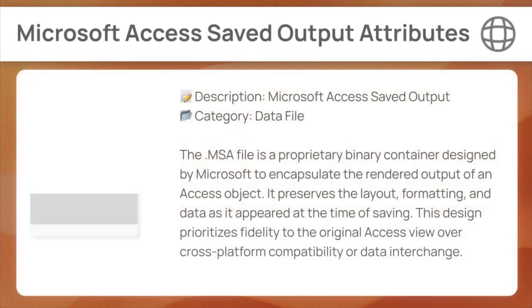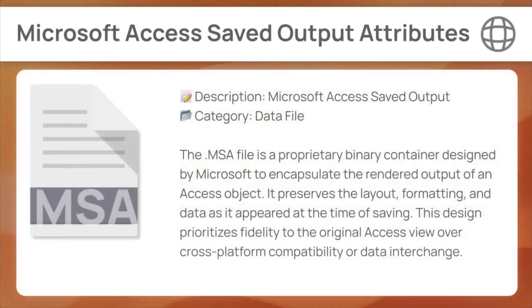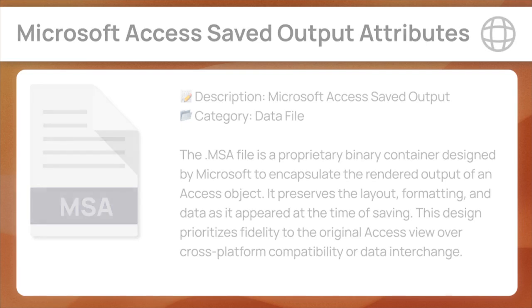The .msa file is a proprietary binary container designed by Microsoft to encapsulate the rendered output of an Access object. It preserves the layout, formatting, and data as it appeared at the time of saving. This design prioritizes fidelity to the original Access view over cross-platform compatibility or data interchange.